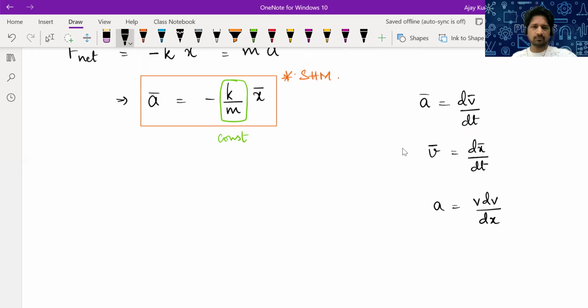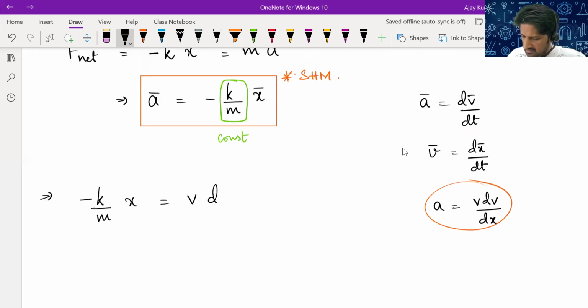Now we have a in terms of x. The only equation which relates a and x is this third one, a is equal to v dv by dx. So what we are going to do is we'll write minus k by m multiplied with x is equal to acceleration, that is nothing but v dv by dx. Nothing wrong in doing this.